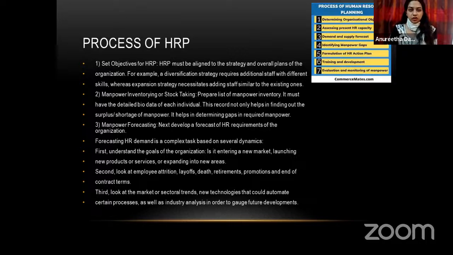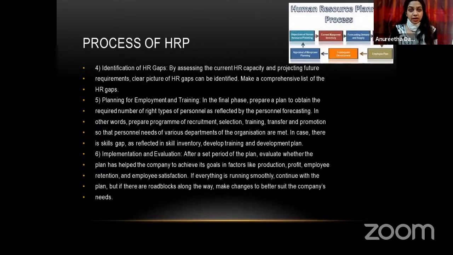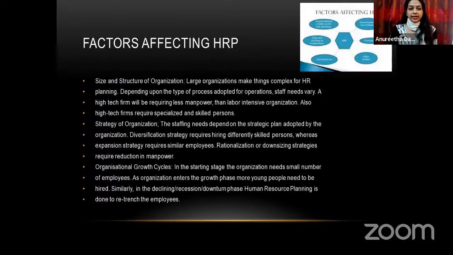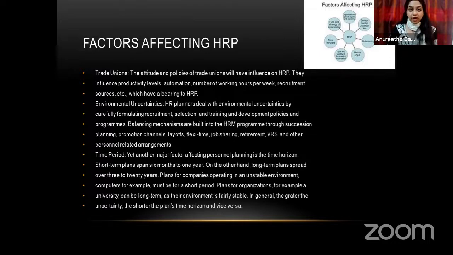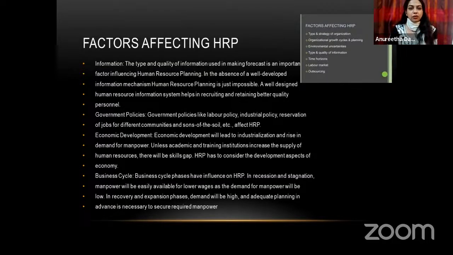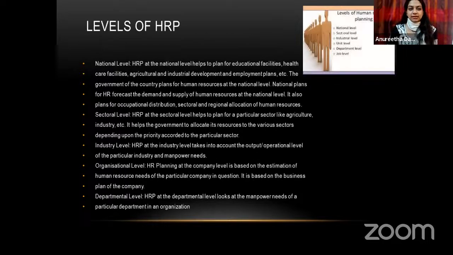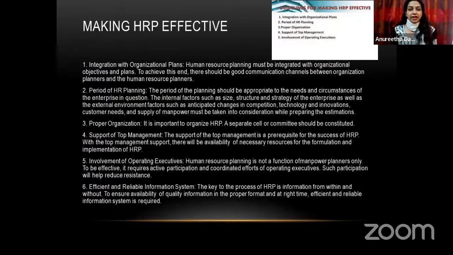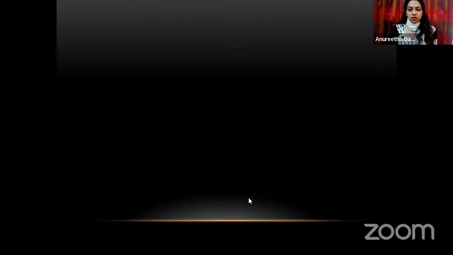The process is, you need to set your objectives. You need to have appropriate manpower. You have to identify where there are gaps. You have to plan the training and employment well, and then implementation and evaluating. And then you have to plan for organizational growth cycles, trade unions, environmental uncertainties, time period, government policies, business cycles, national levels, organizational levels, department levels. So all these things make an effective HRP. In order to make an effective HRP, you have to periodically plan all this viable information, the operation part, the proper organization part in the organization.